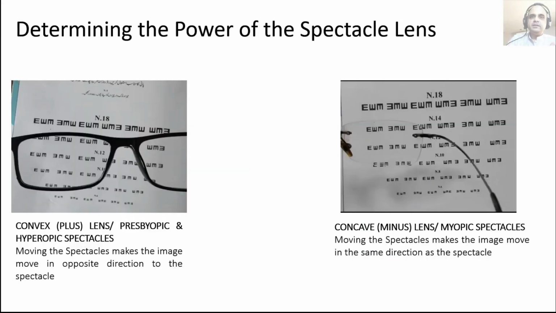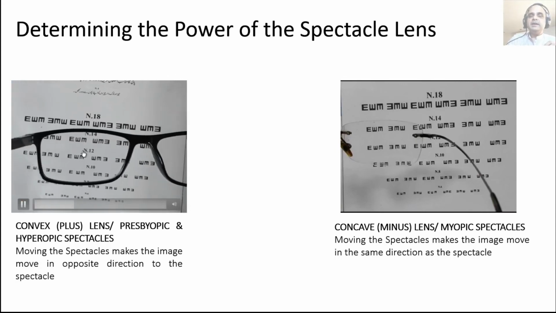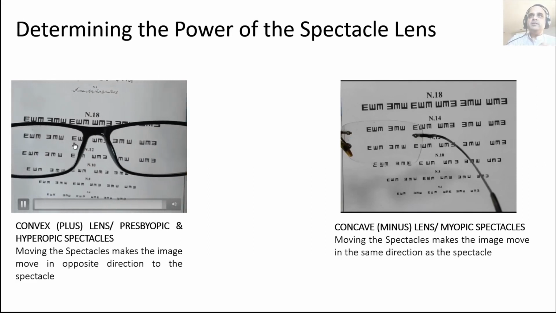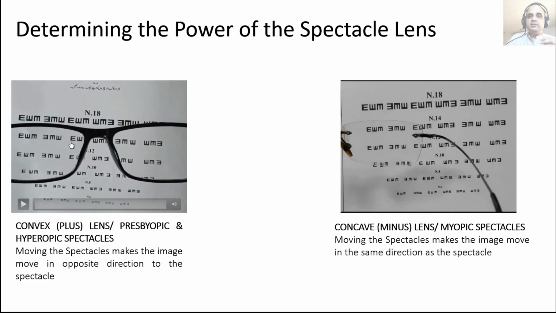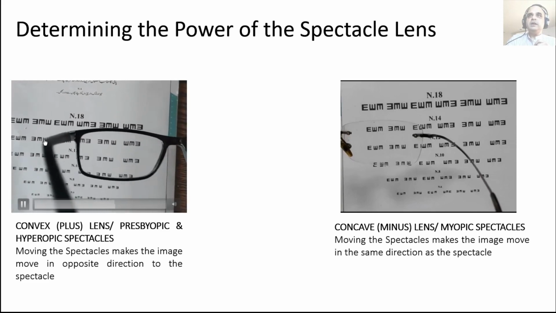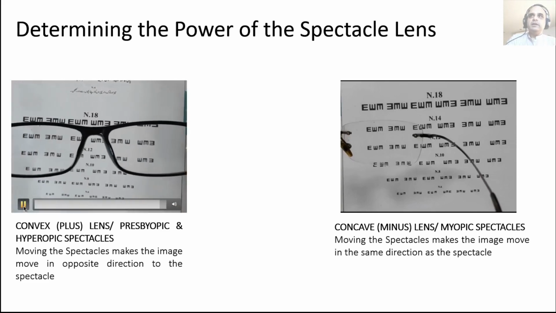Spectacles with convex lenses or plus lenses, those that are used in cases of hypermetropia and presbyopia, produce an against movement. So when you're moving the spectacles in one direction, the text that you're looking at through the lens of the spectacle seems to move in the opposite direction. So if the spectacles are moving to the right, the text seems to move to the left, and vice versa.